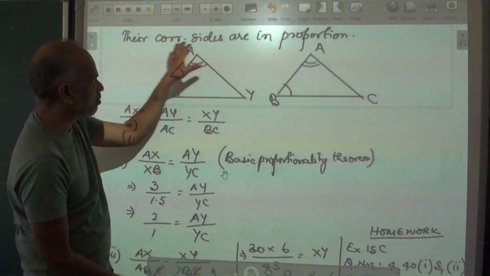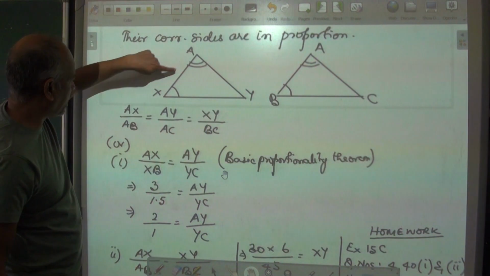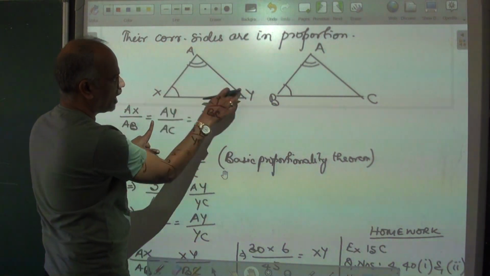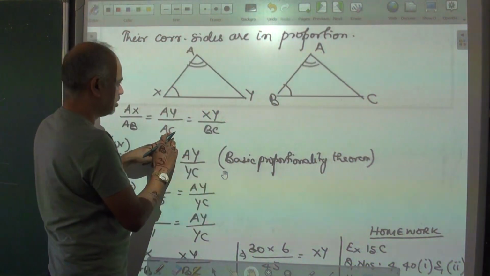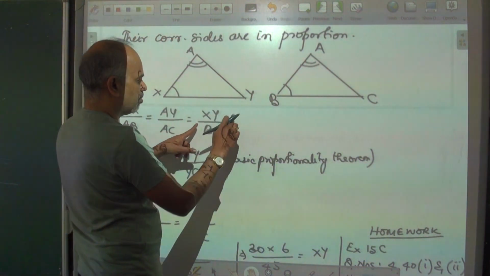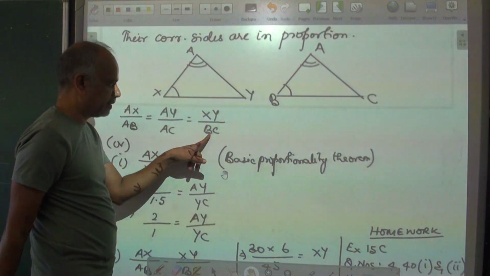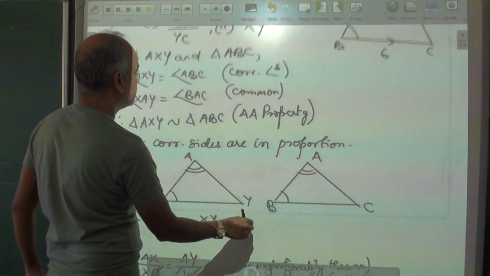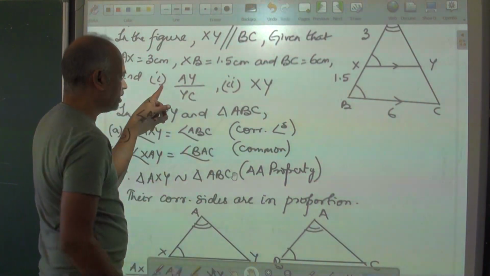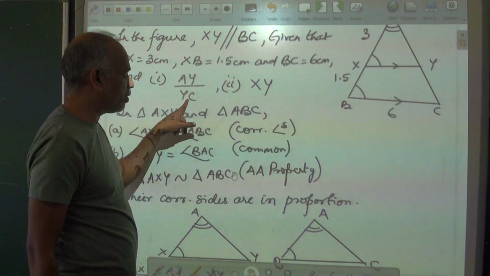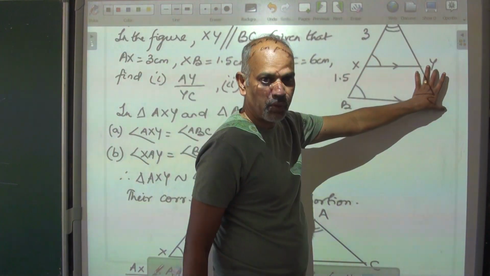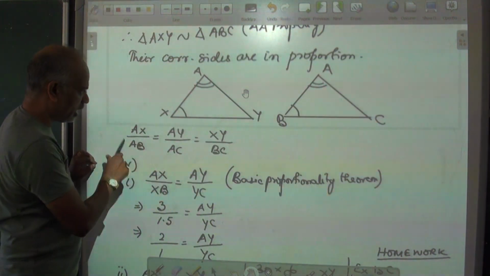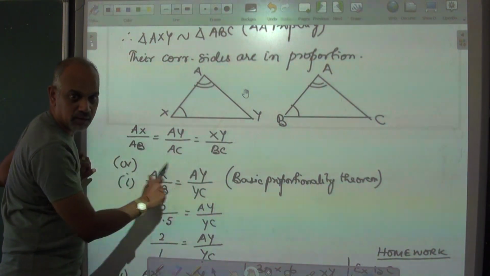Their corresponding sides are in proportion. Write the proportionality now: AX by AB is equal to AY by AC is equal to XY by BC. Now, the first question was to find the first subdivision, AY by YC. But if you look at the proportionality, there is no AY by YC at all.